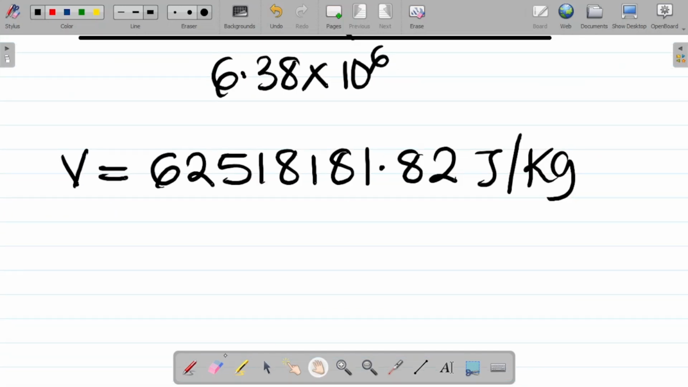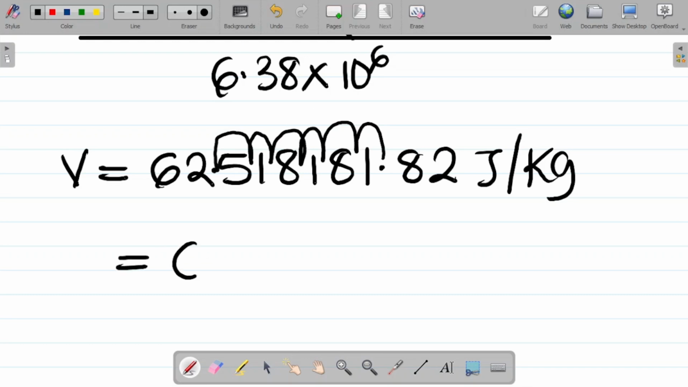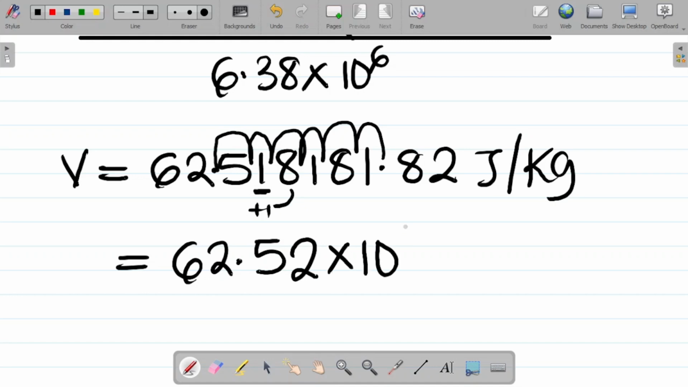Let's express this in index form. From here we move 1, 2, 3, 4, 5, 6 places. 6 is actually a mega. This is equal to 62.5, so the point comes this way here. 62.5 approximately, times 10 to the power 6. We moved 6 times, right? 1, 2, 3, 4, 5, 6. So times 10 to the power 6 joules per kilogram.